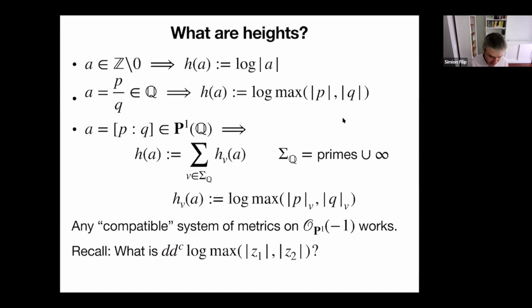So this is a question for you, just to jog your memory. What is the Laplacian of this expression? Maybe if it's more familiar, it's easier to consider log of the max absolute value of Z1 on the complex plane. This is a function on the complex plane, and if you take its Laplacian, you're going to get a measure. What measure do you get? You can think of it as a Kähler metric, a very degenerate Kähler metric, or a Kähler current on the complex plane.